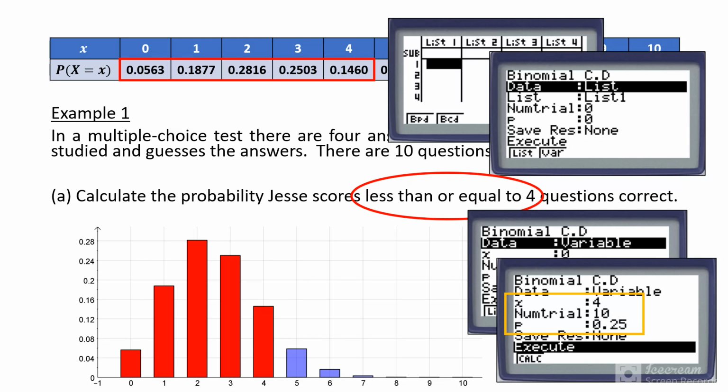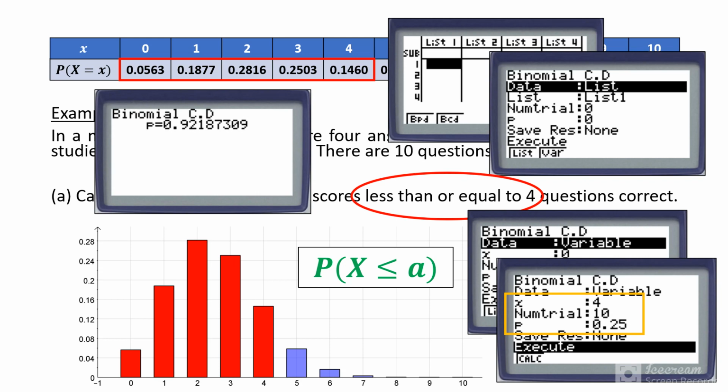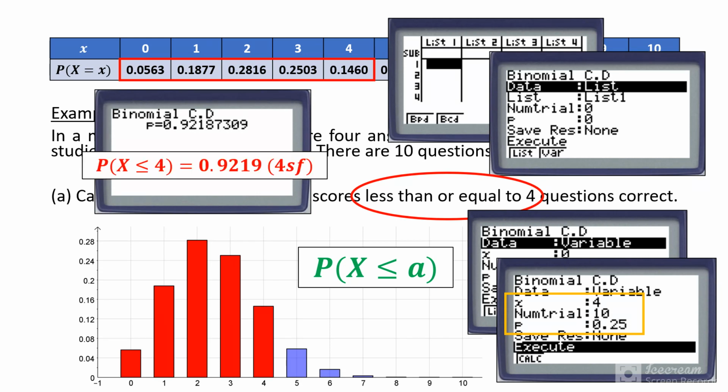So when we enter 4, your calculator is set up a specific way. Can't change it. And it's set up to add up everything less than or equal to some number A. So A is X. If I enter X as 4, the calculator is going to add up all the probabilities from 4, 3, 2, 1, and 0. Now that's what I want in this question. So it's worked out perfectly, and I'm ready to go, and I get a probability which I'm going to round to 0.9219, 92.19%.